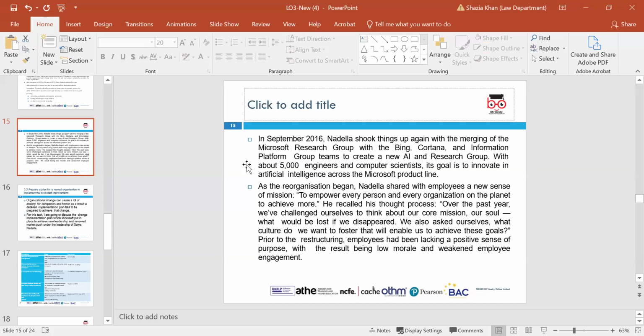He recalled this thought process over the past year. We've challenged ourselves to think about our core mission, our soul. What would be lost if we disappeared? We asked ourselves, what culture do we want to foster that will be able to achieve these goals? Prior to the restructuring, employees had been lacking a positive sense of purpose, with the result being low morale and weakened employee engagement.